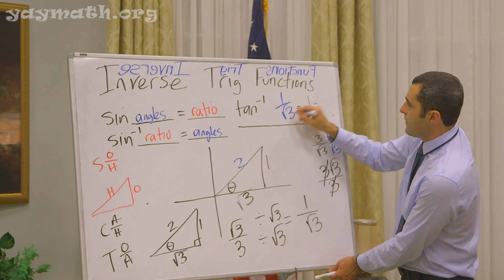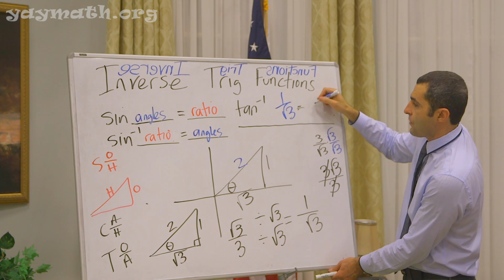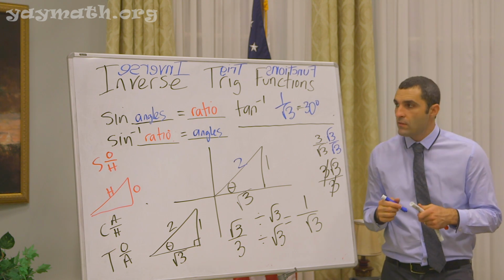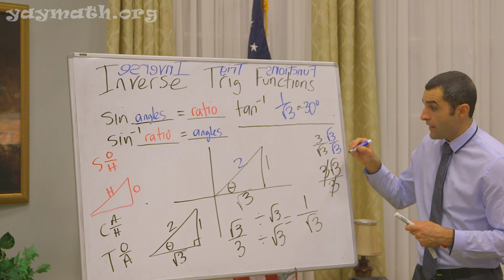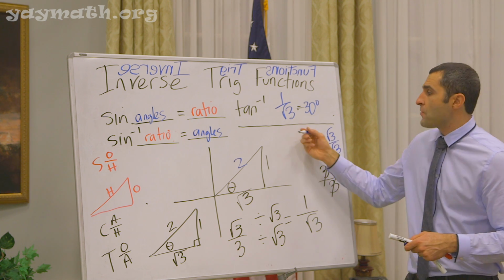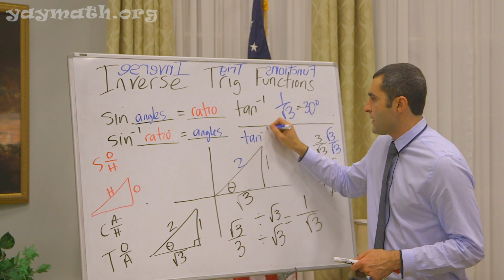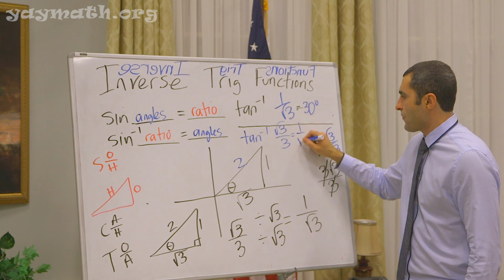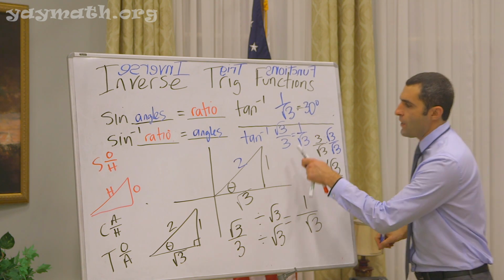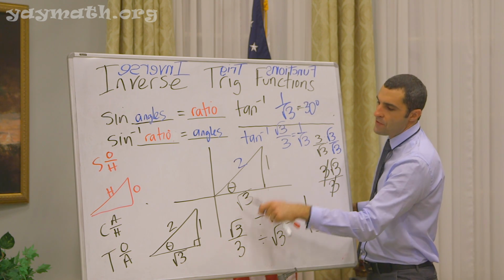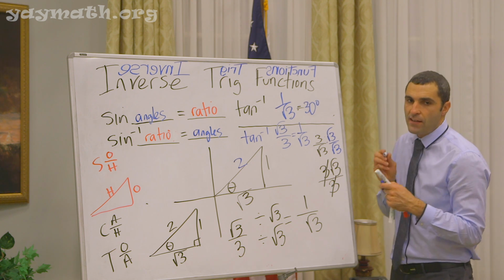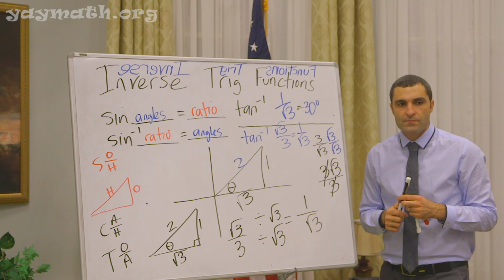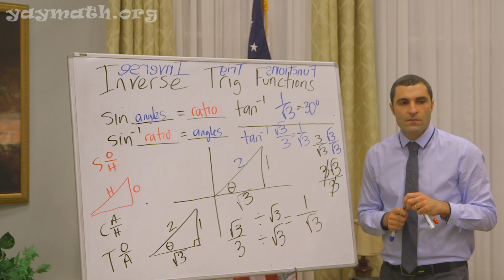The angle that we're searching for is 30 degrees. To make it very clear, the original problem is root 3 over 3, which is really the same as 1 over root 3. So that's why I changed root 3 over 3 to 1 over root 3, so we can see 30, 60, 90 hiding inside.